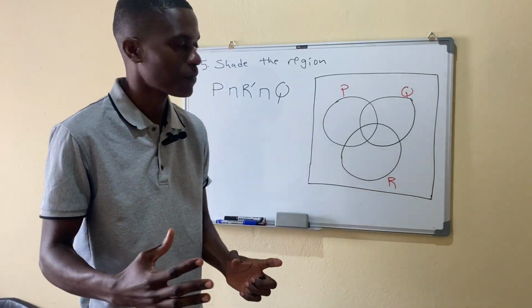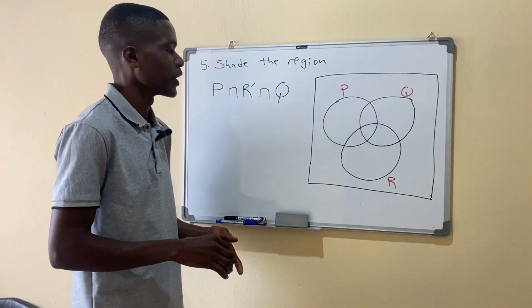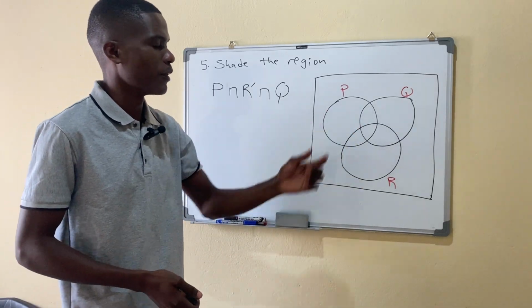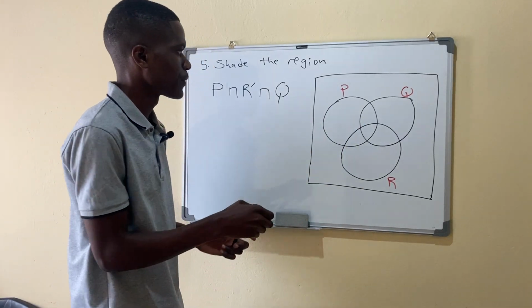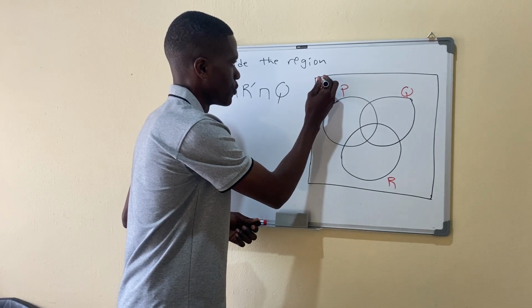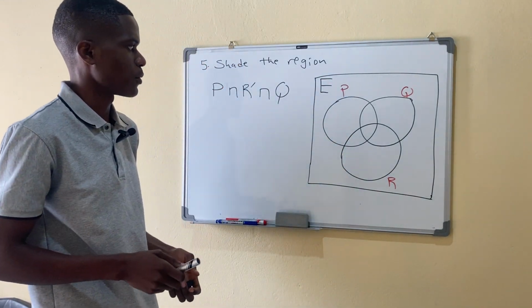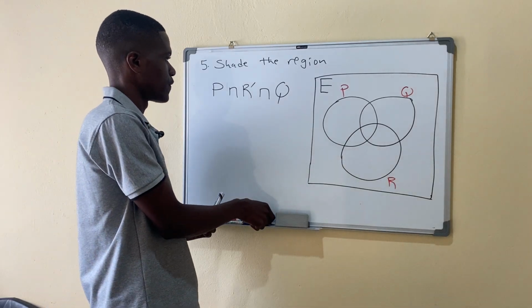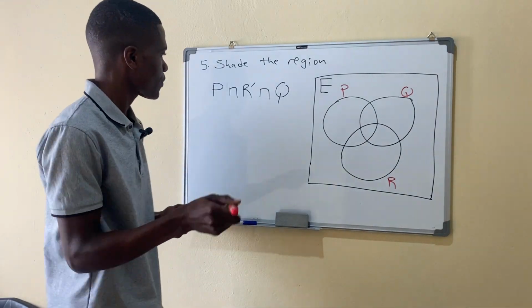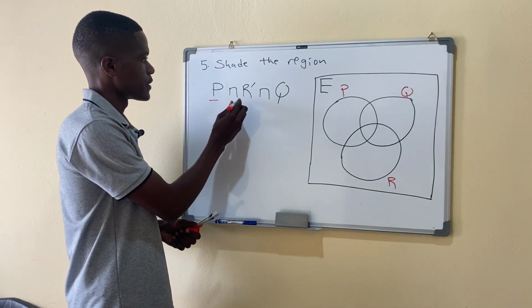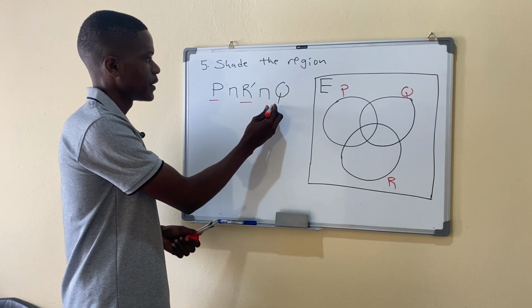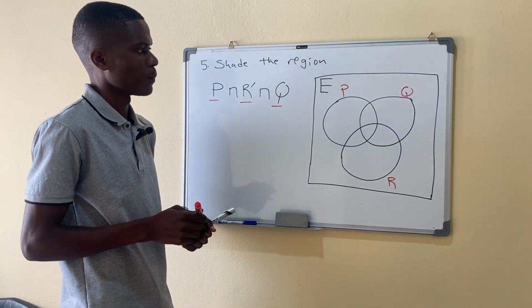So in this video, I want to show you how you can shade a set on a Venn diagram. Okay, so I actually forgot to show this is a universal set. You can use capital E or big letter U, that's fine as well. So what we are shading in this question is P intersection R complement intersection Q.